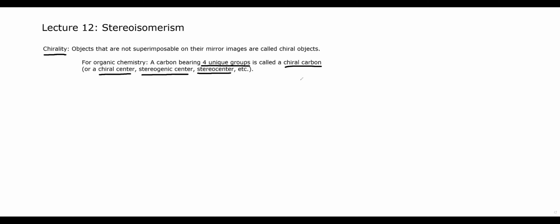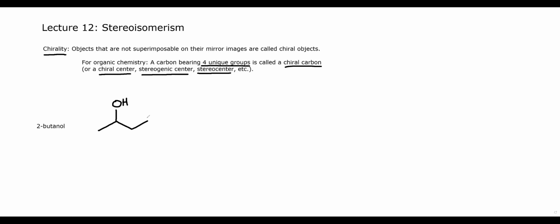Okay, we'll get some practice with this. Let me take an example here, 2-butanol. How would this look? Well, butane is a 4-carbon chain. 2-butanol means there's an alcohol on the 2nd carbon. So there's 2-butanol.